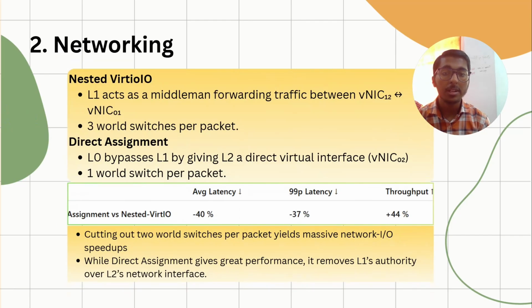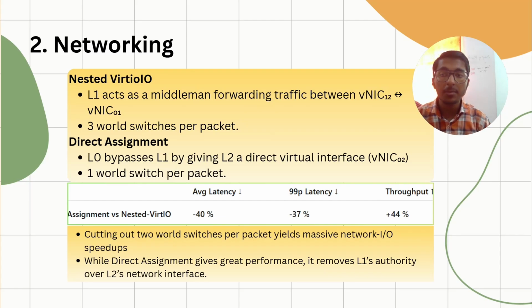Let's talk about networking in nested virtualization. In the nested setup, L2 virtual machines must communicate with the outside world via L0, which manages the physical NIC. There are two main approaches for this: nested VirtIO and direct assignment. In nested VirtIO, L1 acts as a mediator between L2 and L0. L0 provides a virtual NIC, NIC01, to L1, and L1 then creates another virtual NIC12 and exposes it to L2. Basically, L1 forwards all the traffic between NIC01 and NIC12.